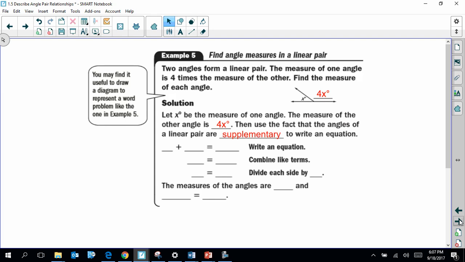Well, linear pairs are supplementary, so I'm going to say angle X, or the angle that's X degrees, and the angle that's 4X degrees have to have a sum of 180. Combining my like terms and dividing by 5 says that X is equal to 36. So the measurement of one angle is already 36 degrees. To find the other measurement, multiply it by 4, and we see that it is 144 degrees. And again, the 36 and the 144 should add up to be 180. Otherwise, we made a mistake somewhere.